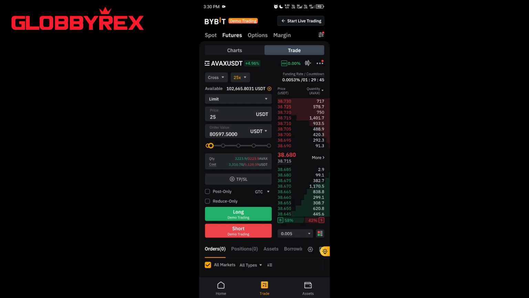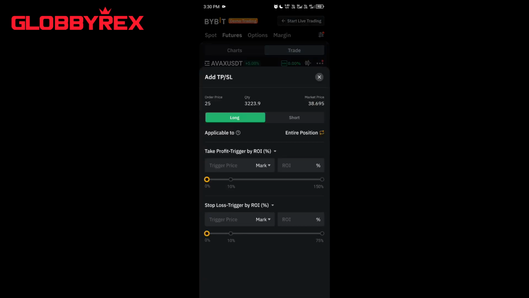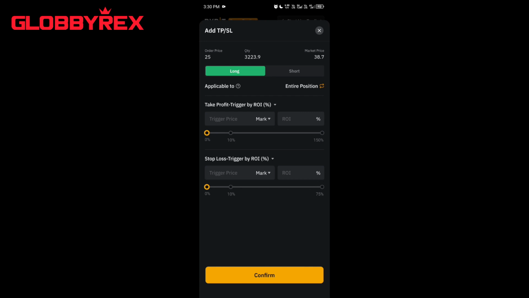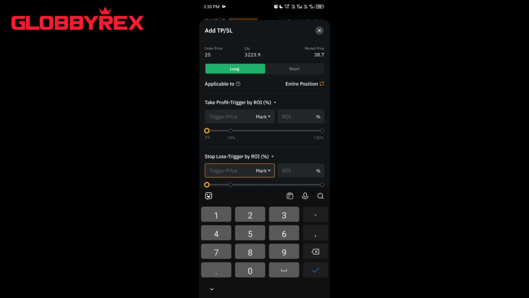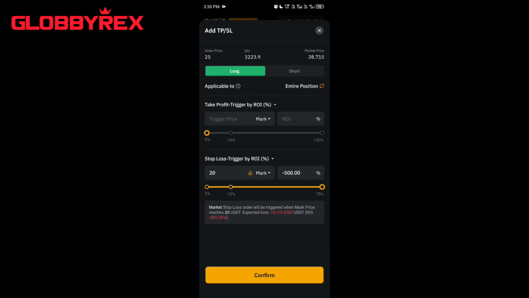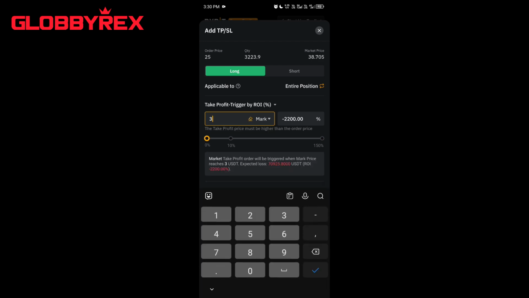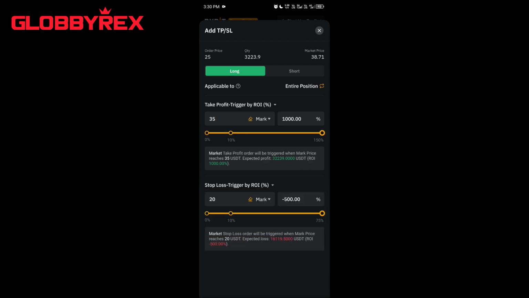And TP and SL, if I'm buying at 25, let's say my stop loss is at 20 and my take profit is at 30. Or 35, right? So now you can see here is showing expected loss to be 16,119.5. That is way too much. And most people will not understand or know how to adjust it. They just place the trade like that.